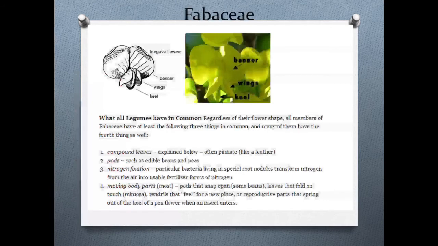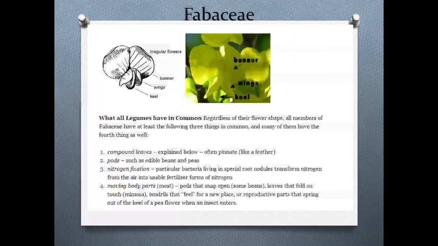You don't have to write any of this down. It's not going to be on a test or anything like this. But take a close look at this typical pea flower. And you can see the drawing might make it look a little bit more clear than the photograph of the yellow flower. But all things in the Fabaceae, or the bean or pea family, have things in common.